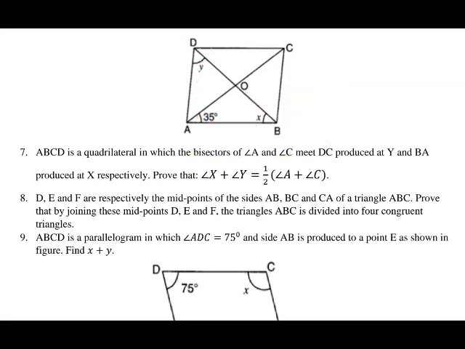Okay. So the next question here is ABCD is a quadrilateral in which the bisectors of A and C meet DC produced at Y and BA produced at X respectively. Prove that angle X plus angle Y is equal to half of angle A plus angle C. देखो यहाँ पे किस तरह we will derive this equation is, ABCD is a quadrilateral. Let's simply write a quadrilateral.